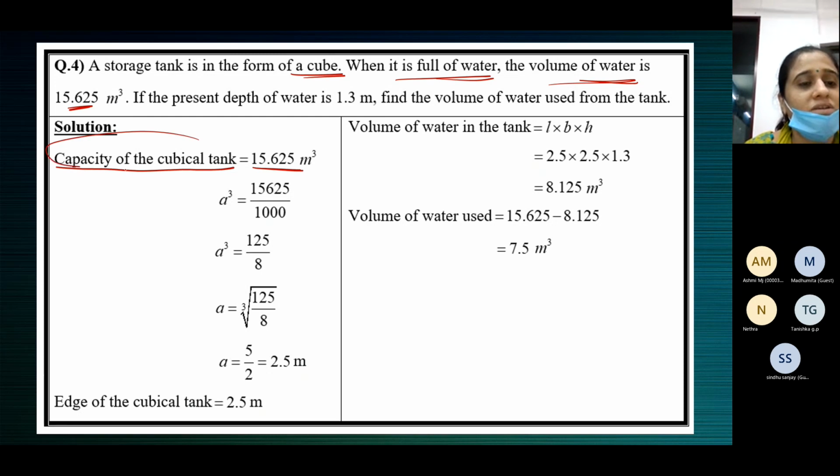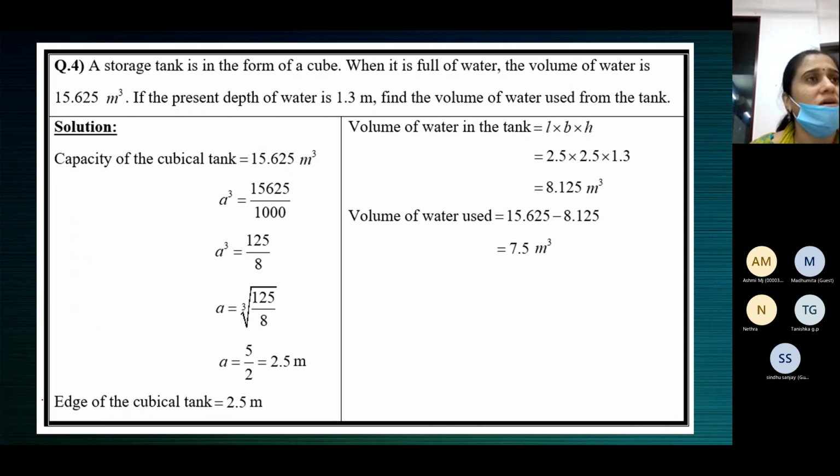But how will you find the capacity? A cube, because it's a cubical tank. So capacity is A cube, and A cube is equal to this number. But it's a decimal number, so we don't want a decimal. We'll convert it to a fraction. How to convert to a fraction? You'll have to move the decimal point by 1, 2, 3 places, so divide by 1000.